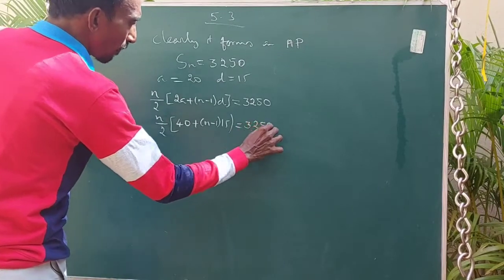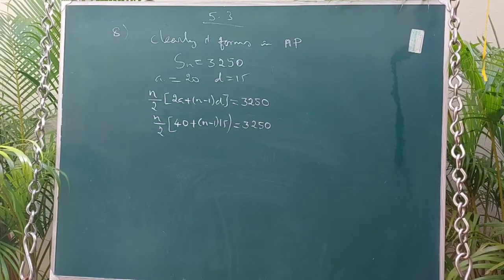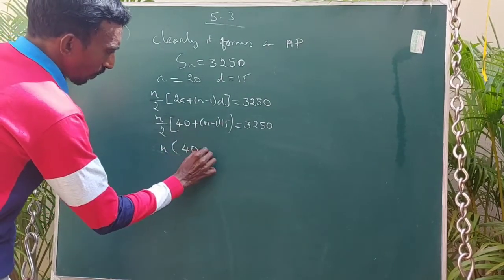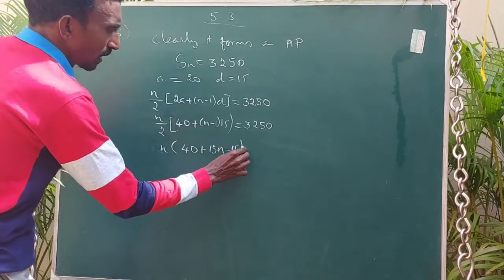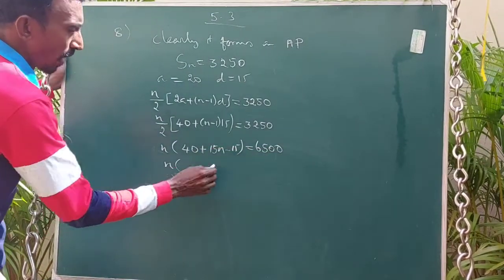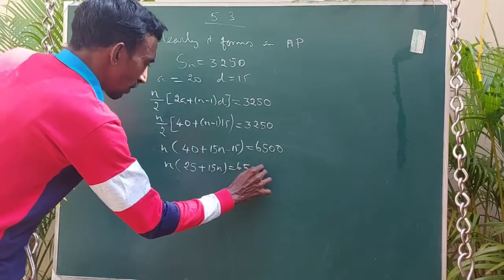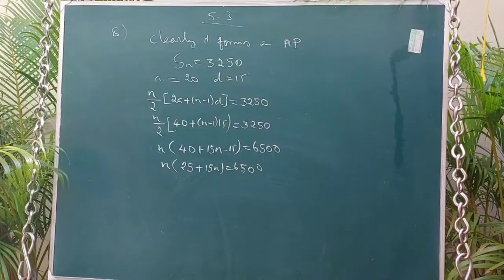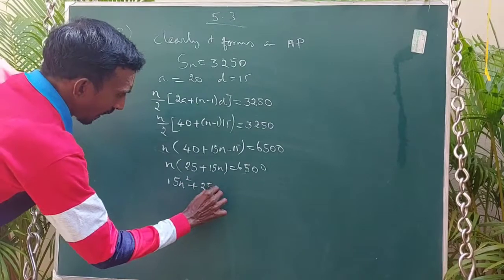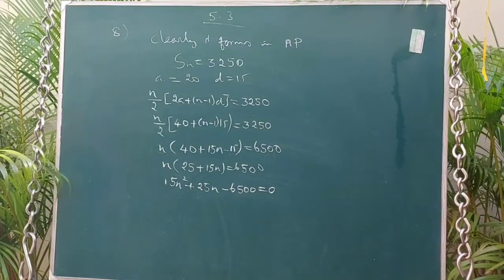Put the known values: n/2 into (40 + (n − 1) into 15) = 3250. If we want, we can cross multiply and multiply inside. So n into (40 + 15n − 15) = 6500, multiplying by 2. So n into (25 + 15n) = 6500. Multiplying inside we get 15n² + 25n − 6500 = 0. We get a quadratic equation in n.